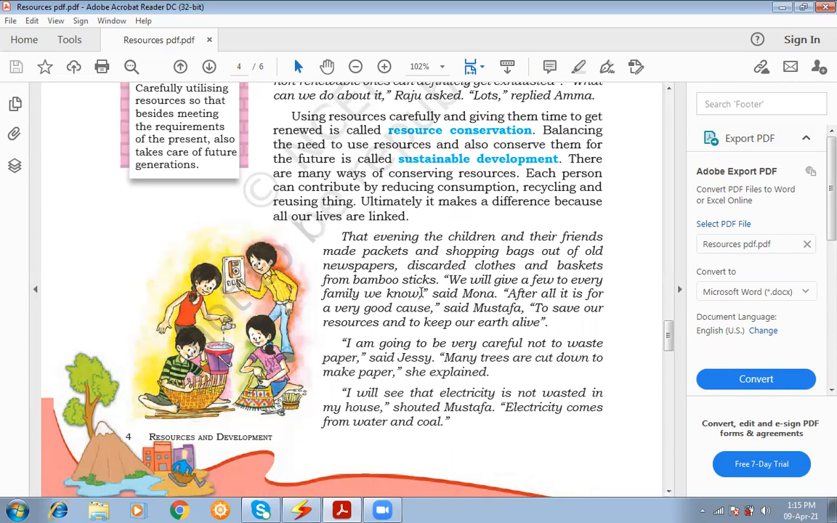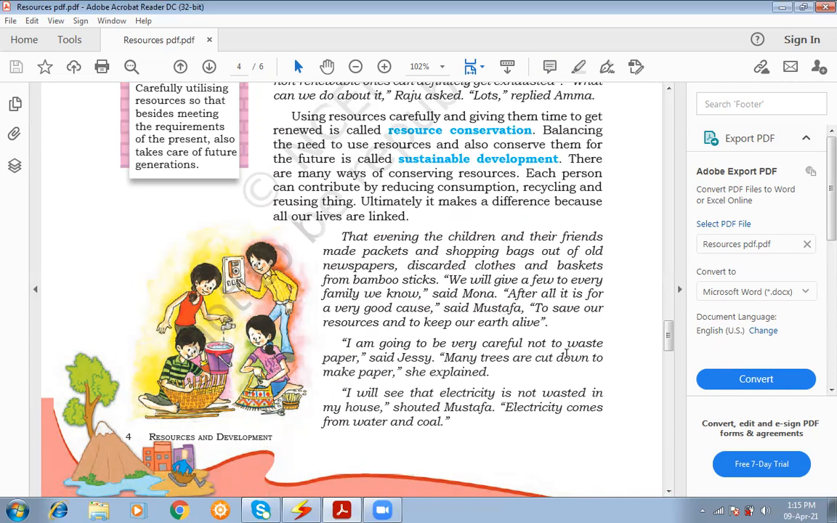"We'll give a few to every family we know," said Nona. "After all, it is for a very good cause." Because what is the good cause? "They are saving the environment, they are saving nature indirectly," said Mustafa, "to save our resources and to keep our earth alive. Earth also needs to breathe, but if you keep polluting it, it will suffocate."